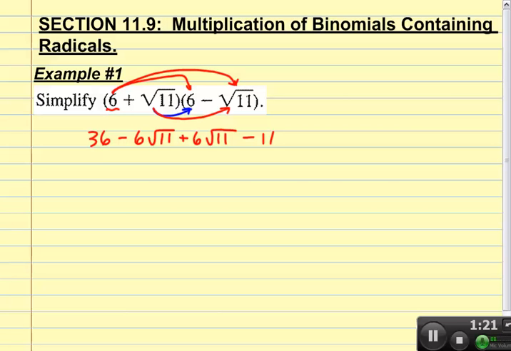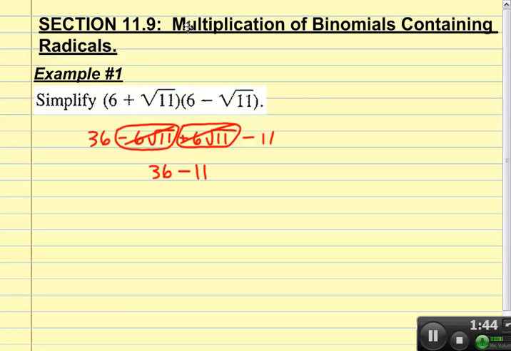Okay. Now let's see what happens here. You'll see that negative 6 root 11 plus 6 root 11, these two things just cancel out. And they give me 36 minus 11. You guys might recognize this. This is like what we get when we multiply. These two things are called conjugates. We get the difference of two squares, right? It's going to be 6 squared minus root 11 squared, which is just 11. All right, so I'm going to get 36 minus 11, which is 25. Okay, that's it.